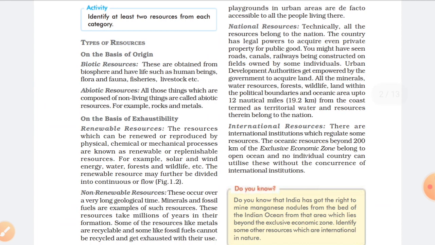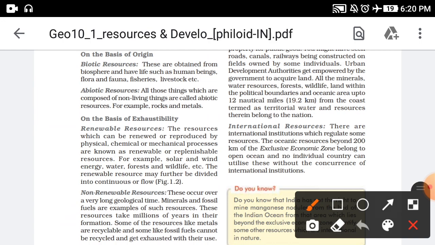So now, types of resources on the basis of origin. There are two types. Remember guys, try to remember it: biotic and abiotic. So biotic resources, what are those? These are obtained from biosphere and have life, such as human beings. So which is a biotic resource? Human beings, flora and fauna, fisheries, livestock. Alright guys, these all are biotic resources because they are obtained from biosphere. What is a biosphere? Biosphere is a sphere of living beings. Alright.